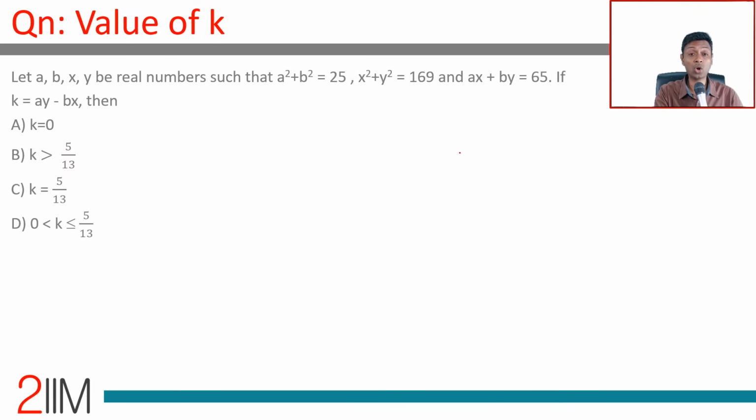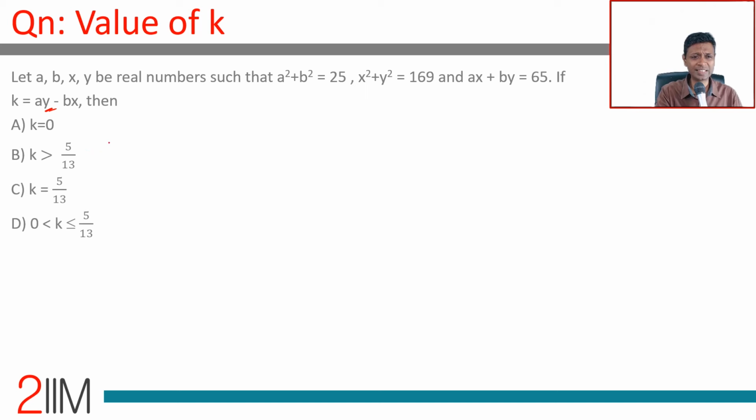I struggled long and hard for this question. For a long time, I struggled with this question. It's a beautiful question. A square plus B square is 25. X square plus Y square is 169. AX plus BY is 65. What is AY minus BX?